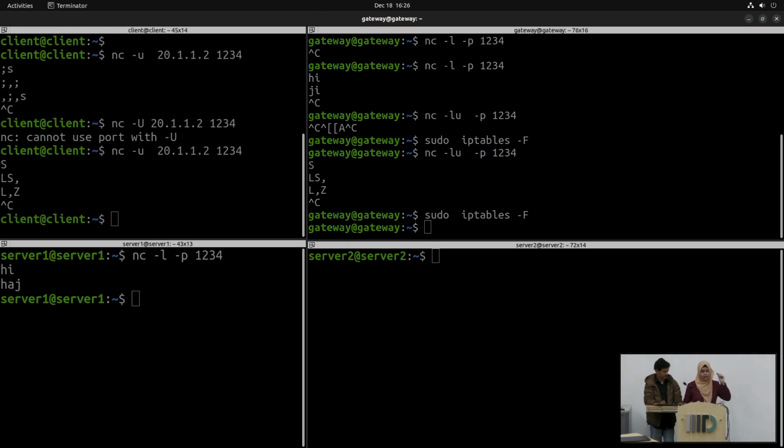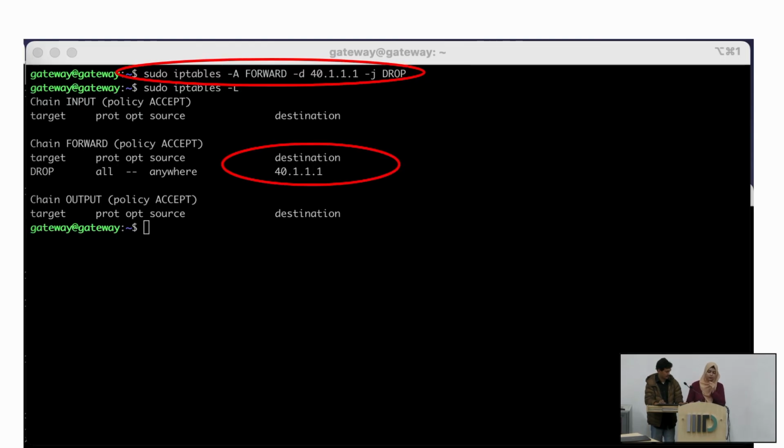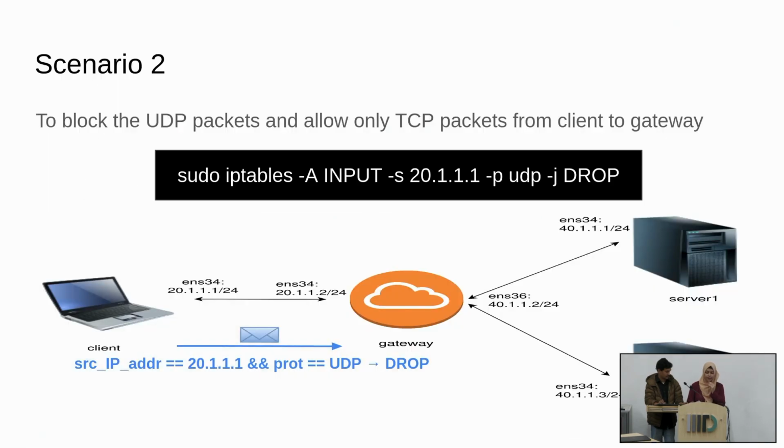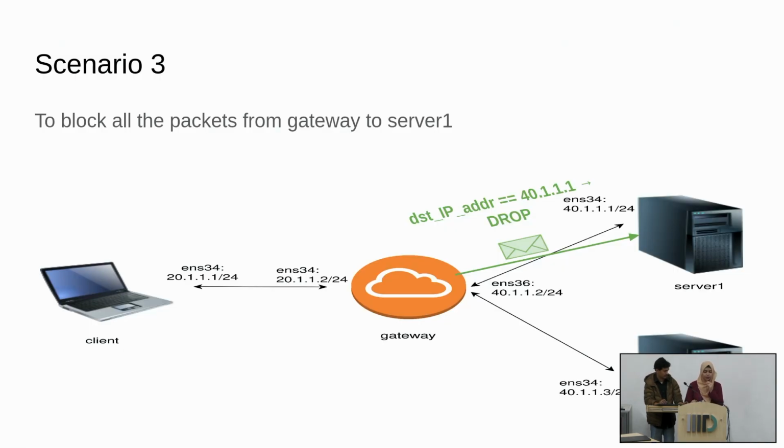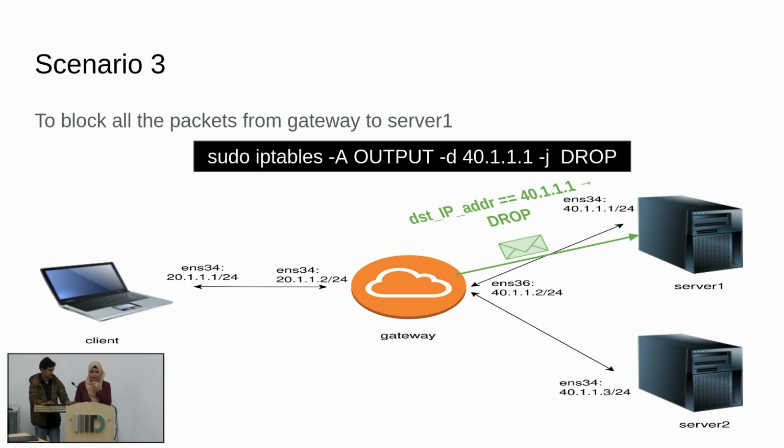Okay, so let's quickly proceed to the third objective, where we wanted to block all the traffic from gateway to server 1. Again, I think you can quickly judge the hook name now. The objective is in front of you. All the traffic that is generated by the gateway to server 1 should get dropped. Which hook to use here? Output hook. Very correct. Let's write the command.